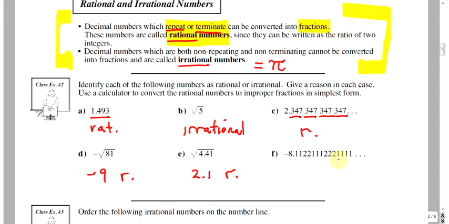Here's a weird one. These 3 dots, remember, that keeps going and going and going. You know it doesn't terminate. Does this repeat? Is there something that repeats? 1, 1, 2, 2. That doesn't repeat because it goes 1, 1, 1, 2, 2, 2. Does that repeat? No. Doesn't do either. That means it's an irrational number. Okay? That's supposed to say irrational.